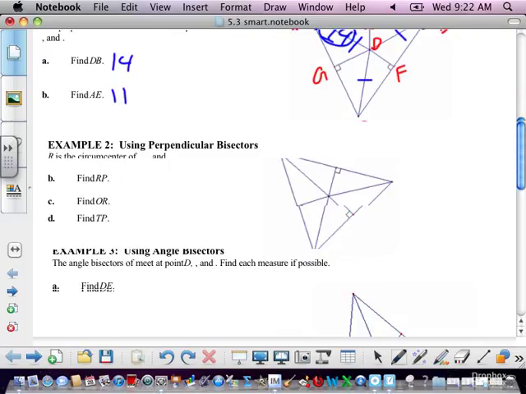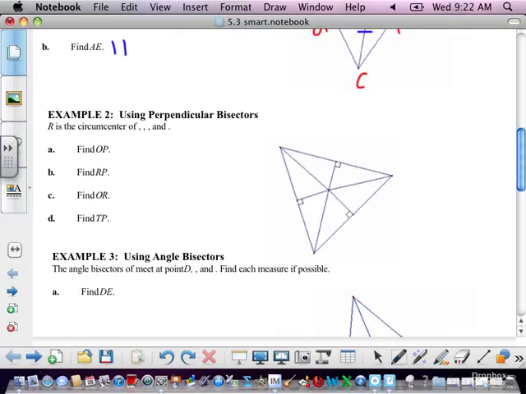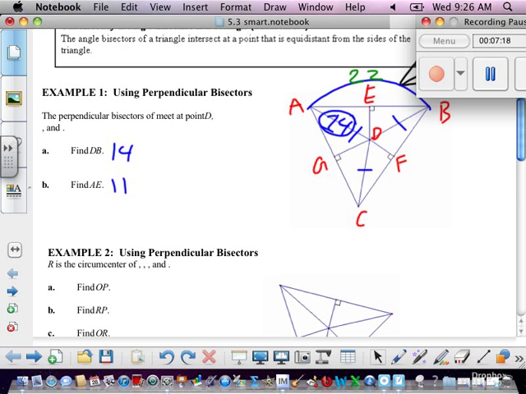I'm going to pause for a second, and I want you to try example 2 on your own, and I'm going to walk around and you can ask questions. So I'm going to pause this for a second. All right. So I saw most people get this 100%.